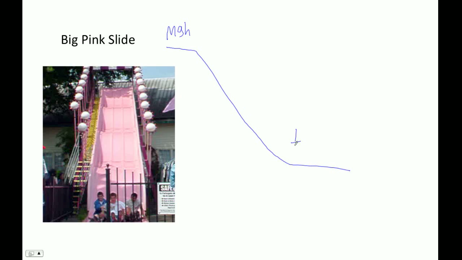At the bottom you've got 1/2 mv squared, okay? And so even though we don't know the mass of the person, if mgh equals 1/2 mv squared, you can just cancel the mass. And given the height, and g is 9.8, you can solve for what the velocity should be.